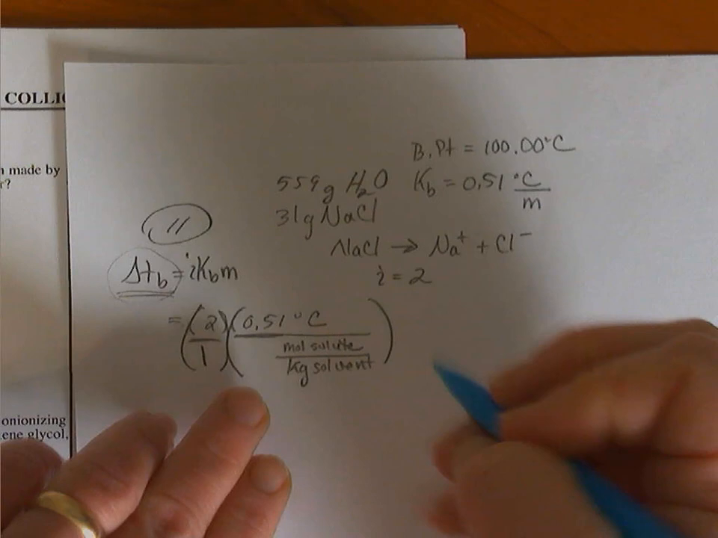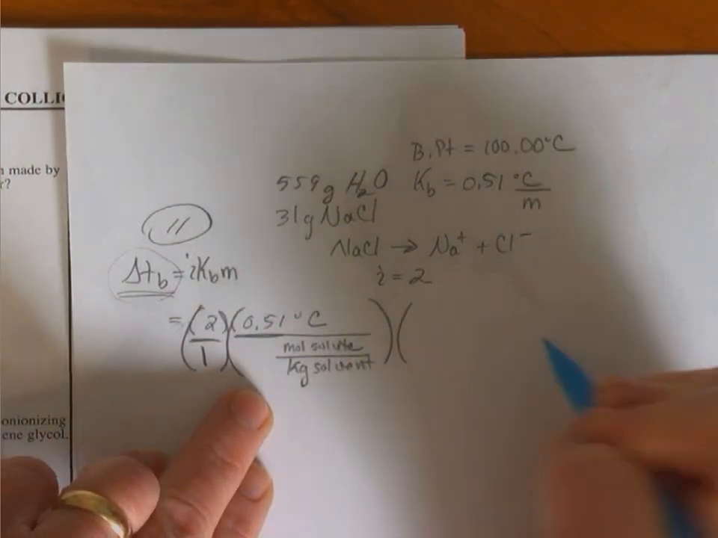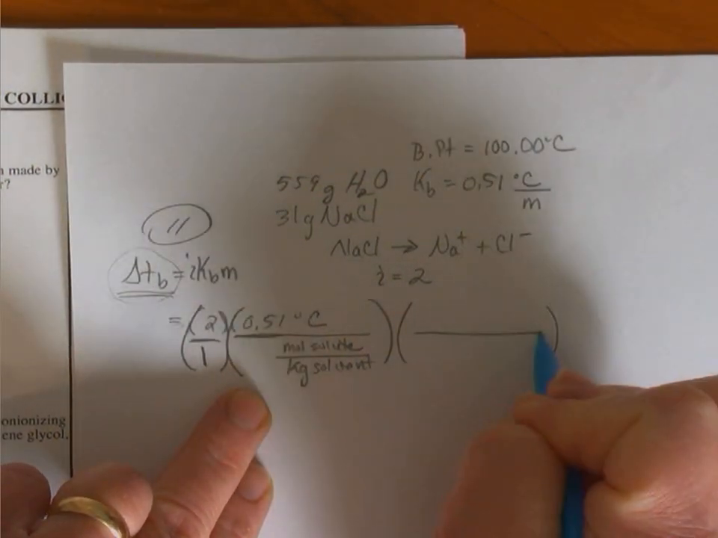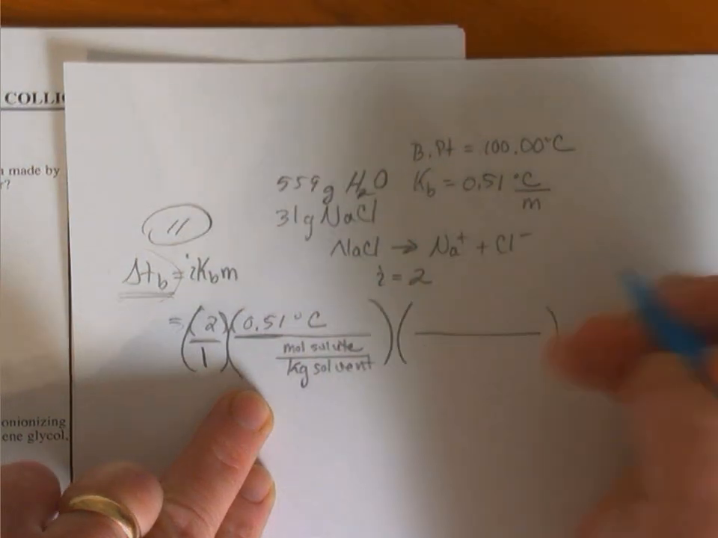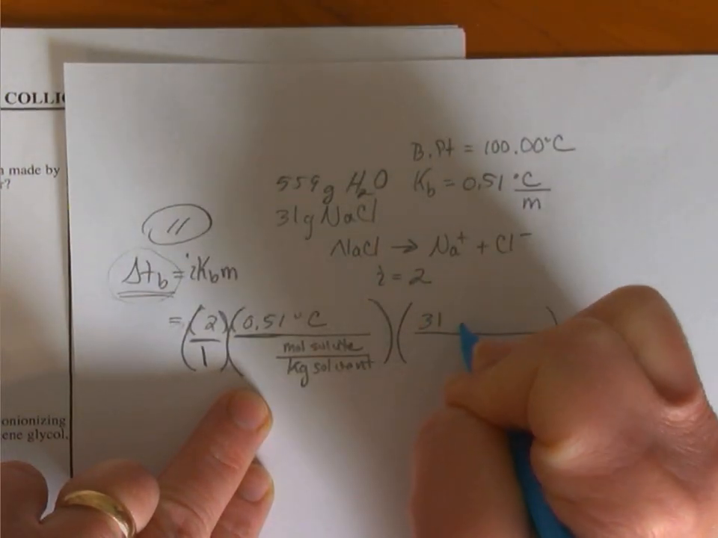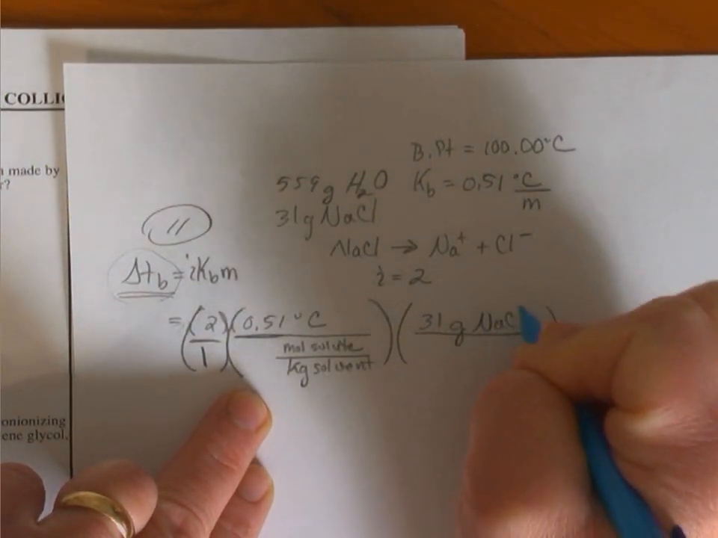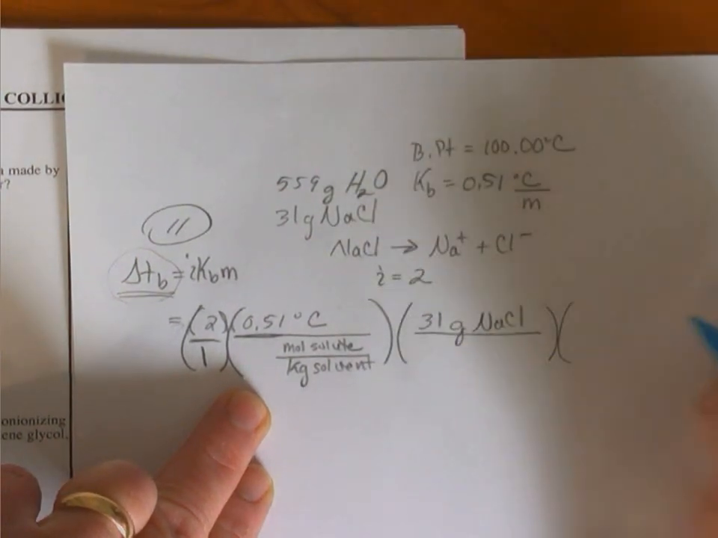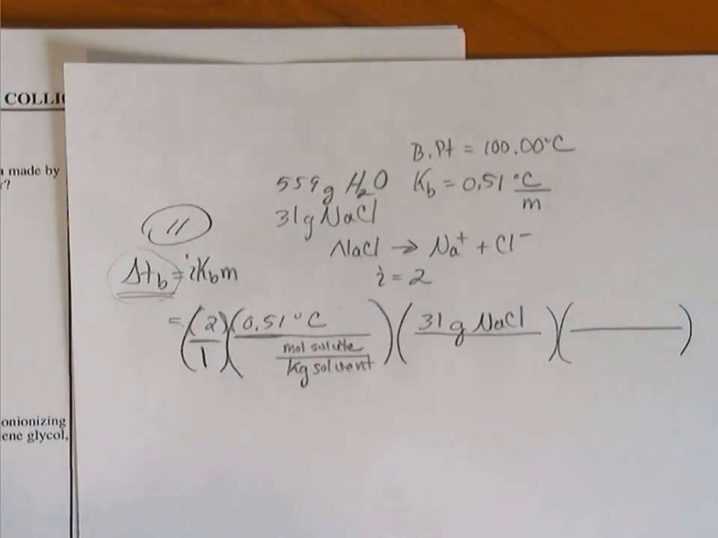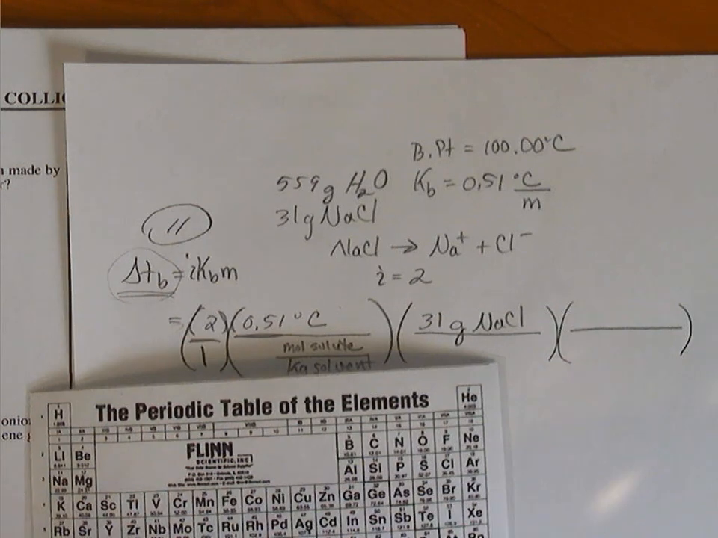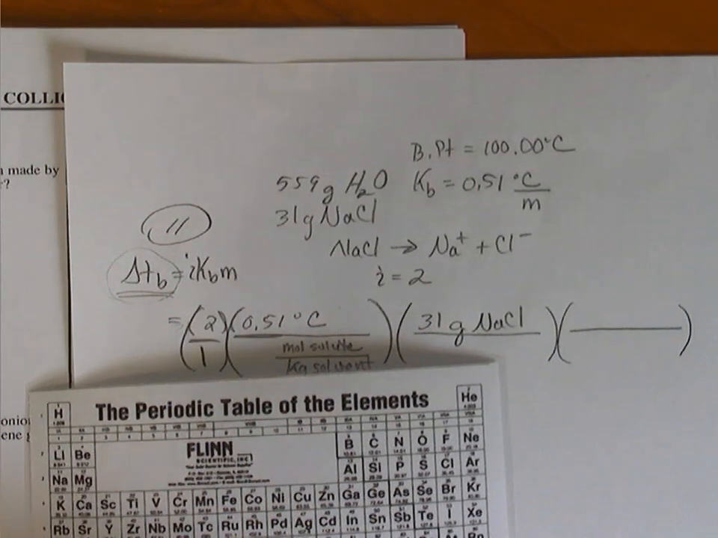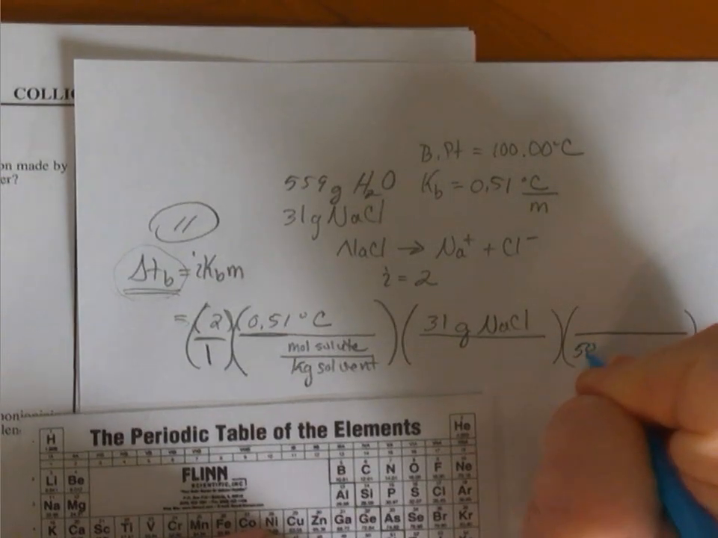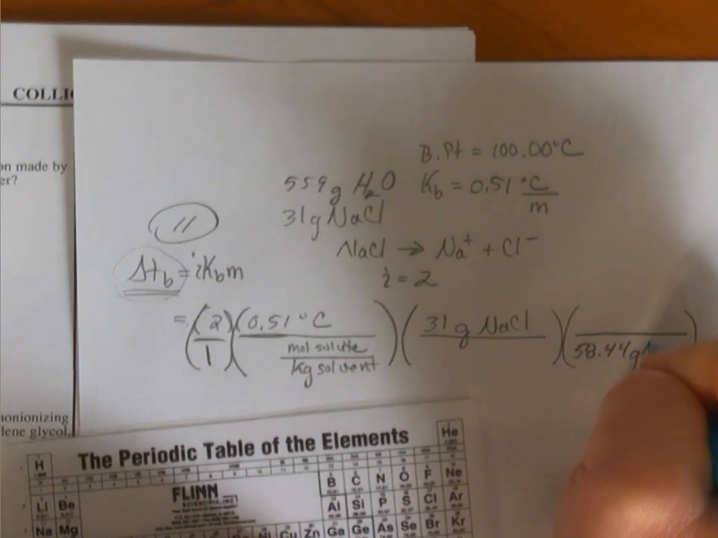Molality is mole of solute in my numerator. I'm not given moles of solute; I'm given grams of solute. So I know I can just rely on formula mass. Adding up sodium, 22.99 grams per mole, plus my chlorine, 35.45, I get 58.44 grams in every 1 mole.